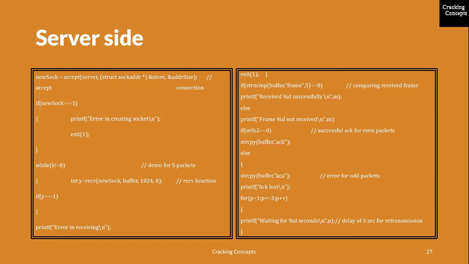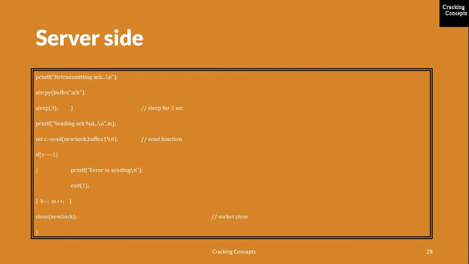So in all the other cases, I am taking it to a retransmission case. So I will change the string that is to be stored in the packet that is to be sent to the client. So that will be KCA, and it will tell that the acknowledgement was lost, because that is a case I am setting here. Then it waits for 3 seconds in order to retransmit the frame. Then I'll rewrite the buffer content as ACK, since I am trying to retransmit the acknowledgement, and do a sleep timer for 3 seconds. After that, it will be correctly received by the client side.